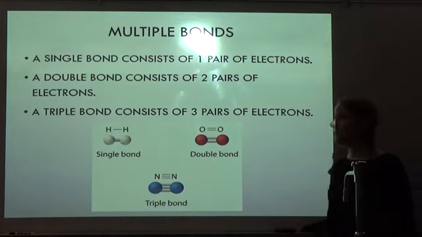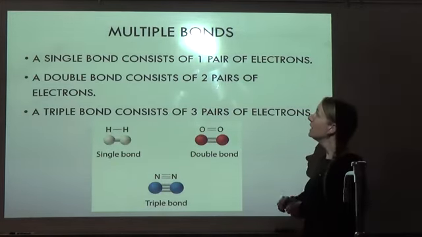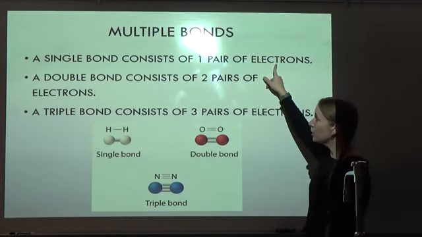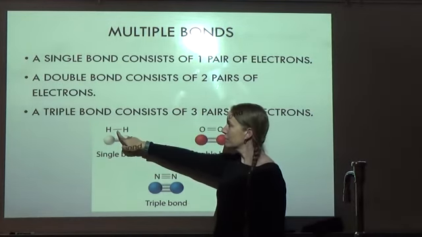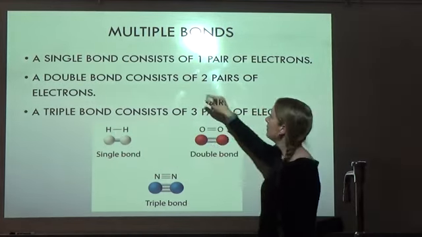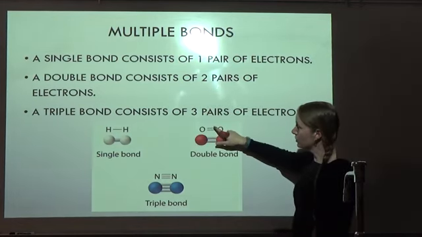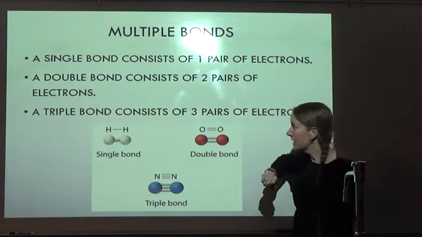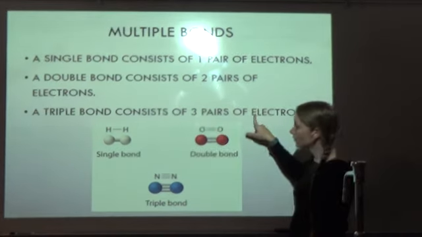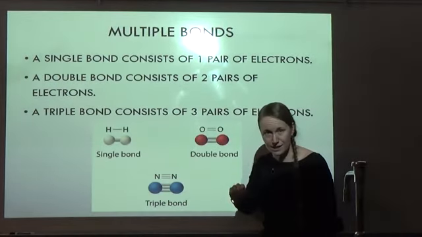So you don't just have to have single bonds. You can have multiple bonds. A single bond consists of 1 pair, or 2 electrons. A double bond consists of 2 pairs of electrons, so 2, 4, so 4 electrons. And then a triple bond consists of 3 pairs, so 2, 4, 6 electrons.